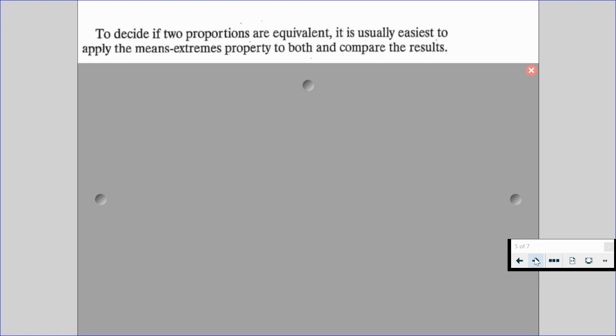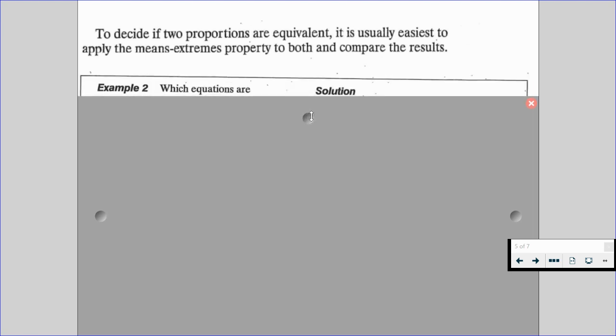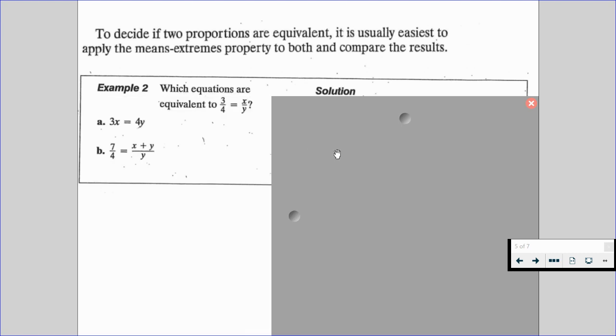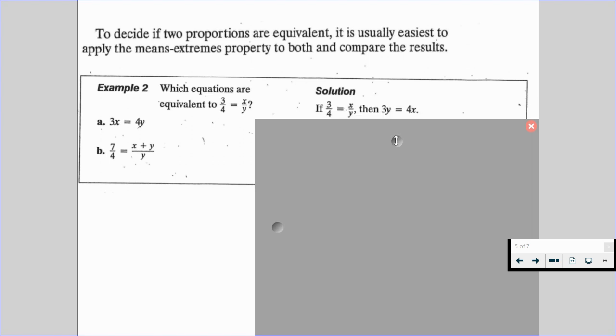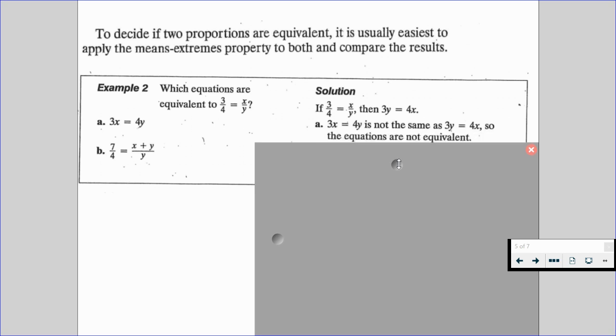So to decide if two proportions are equivalent, it's usually easiest to apply the means extremes property to both and compare the results. In example number 2, we are asked which equations are equivalent to 3 over 4 equaling x over y. Is it A, 3x equals 4y? Is it B, 7 over 4 is equal to x plus y over y? Well, if 3 over 4 is equal to x over y, then 3y is equal to 4x. So A, 3x equals 4y, is not the same as 3y equaling 4x. So the equations are not equivalent.